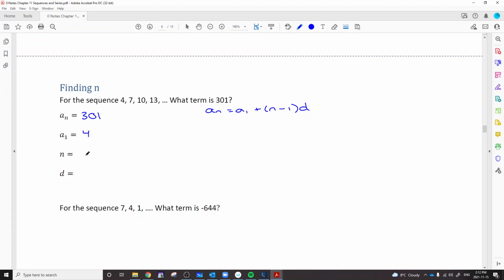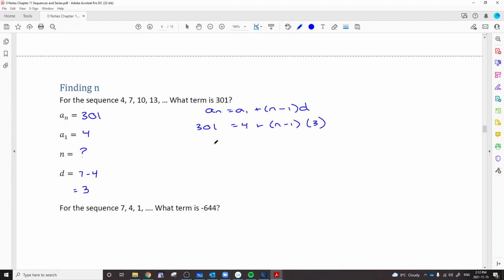First term is still 4. I don't know how many terms there are, or what term number it is, but I know the common difference is still 3. So 7 minus 4, which is 3. And I just plug it all in. So I'm going to plug in 301 is equal to 4 plus, I don't know, n minus 1, and the common difference is 3. All right, and now we just rearrange and solve a linear equation.